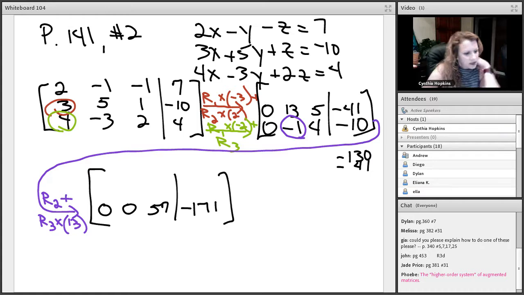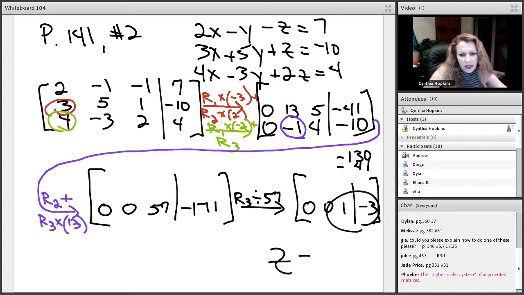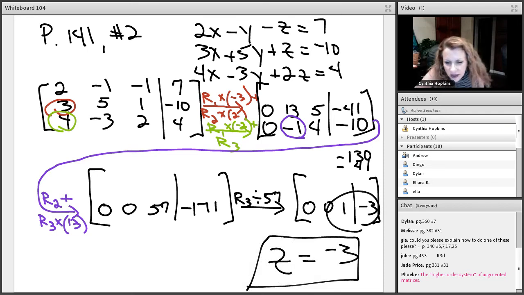And then this is going to be my last step. 171 divided by 57. Yay, a nice neat integer. Okay, so my last step is to take this row 3 and divide it by 57. And so when I do that, I get 0, 0, 1, and then negative 3. And we're going to stop right there. I know that my z equals negative 3, and that's exactly what we asked you to stop on when we took a test on this. Okay, so we're going to stop there here too.